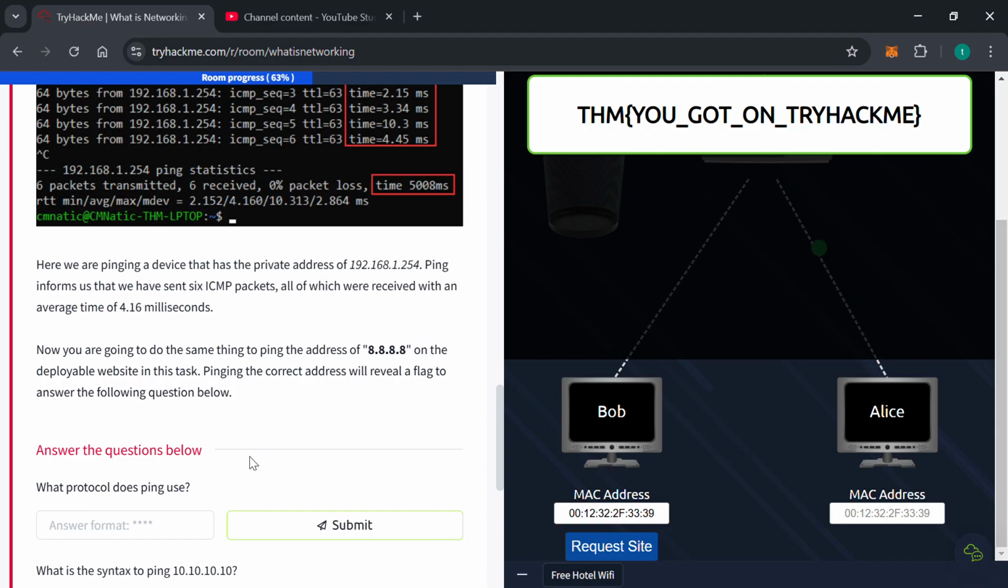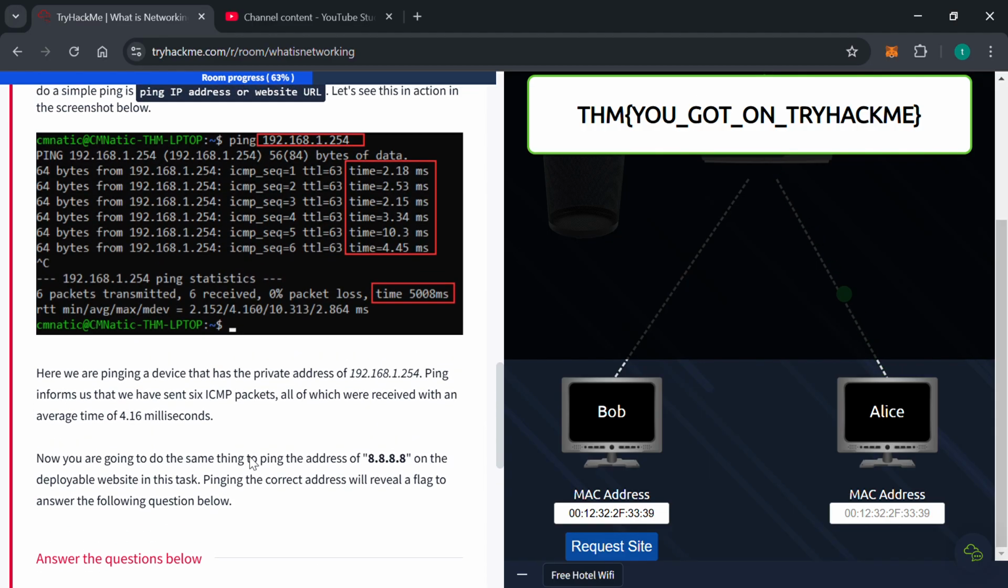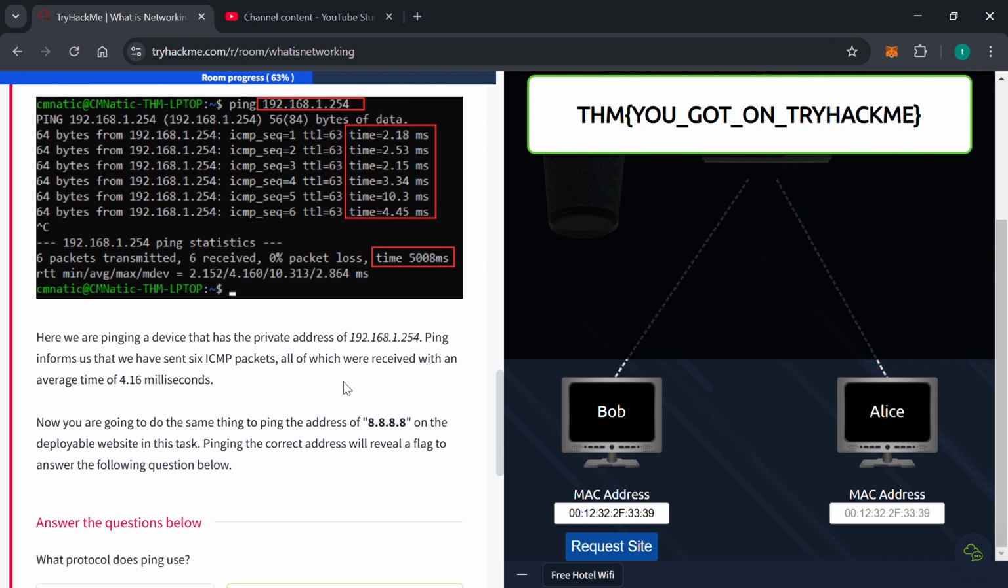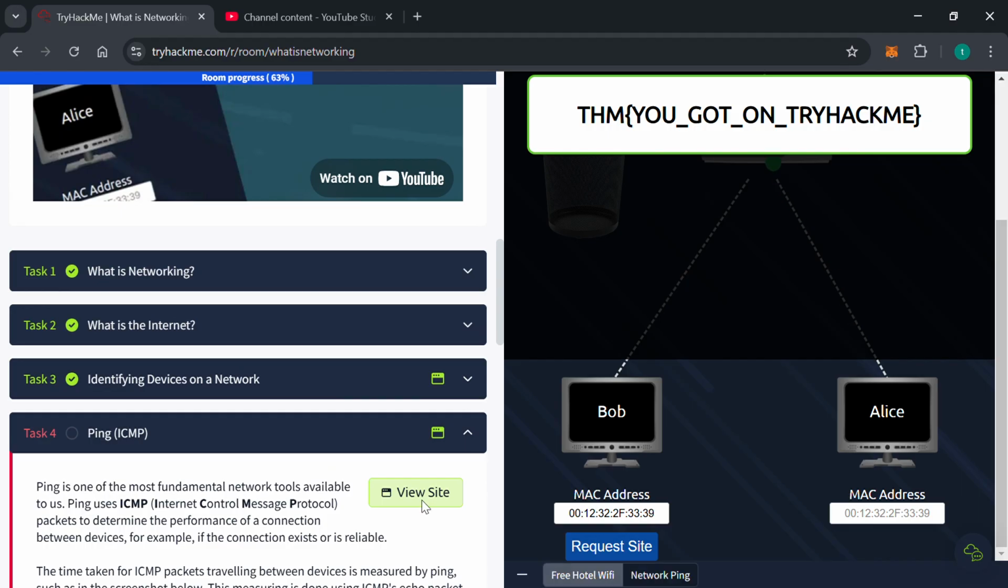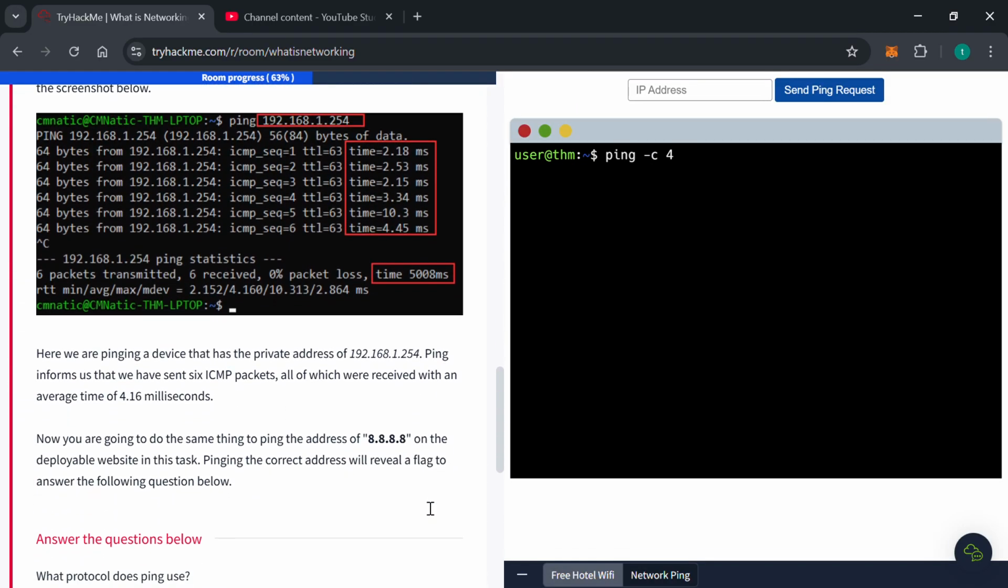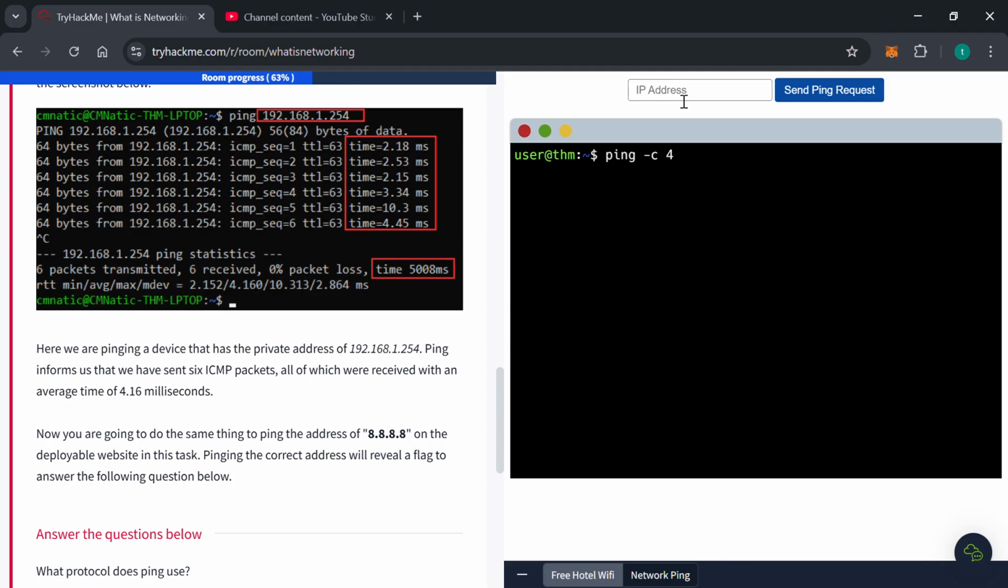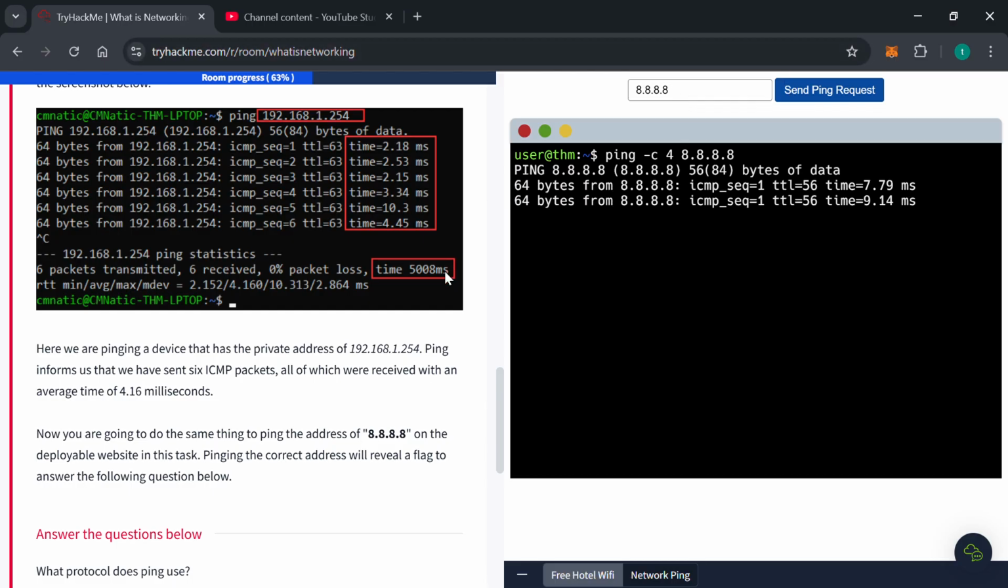Here we are pinging a device that has the private address of 192.168.1.254. Ping informs us that we have sent 6 ICMP packets, all of which were received at an average time of 4.16 milliseconds. So now we are going to do the same thing by pinging the address of 8.8.8.8. Okay, view site. We are going to input the IP address here, 8.8.8.8, and send.